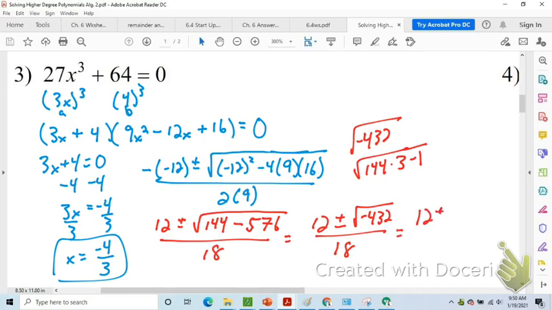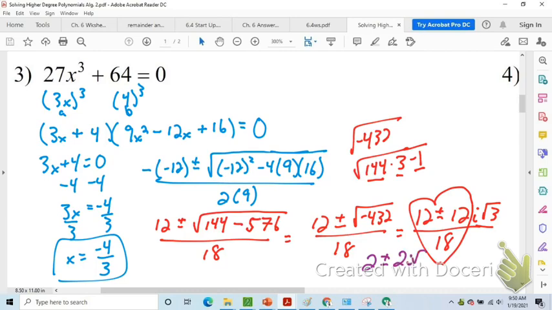So here's 12 plus or minus, and the square root, there's 18 down here. So what's the square root of 144? 12. What's the square root of negative 1? I. And what's the square root of 3? Root 3. Now I can go ahead and do my little heart thing here, and each of those numbers is divisible by 6. So my final answers, my last two solutions for this problem are going to be 2 plus or minus 2i root 3 all over 3. So there's 1, and here's 2 and 3, because there's a plus and a minus there.